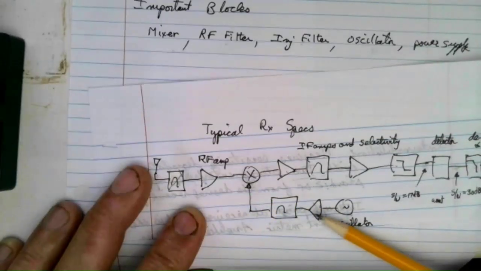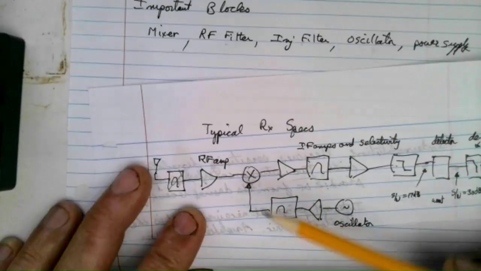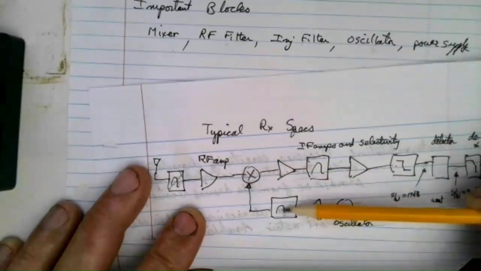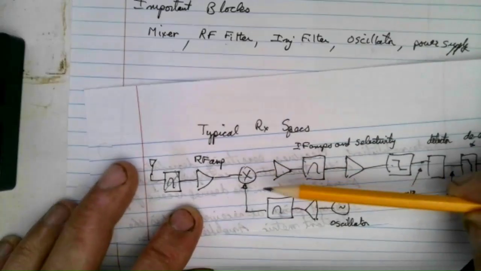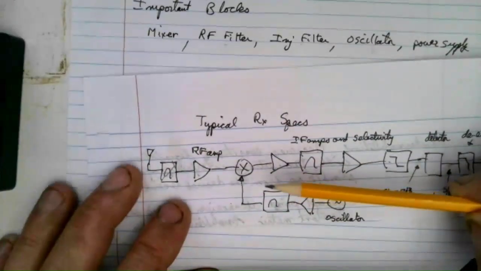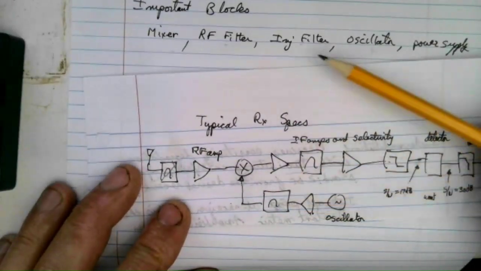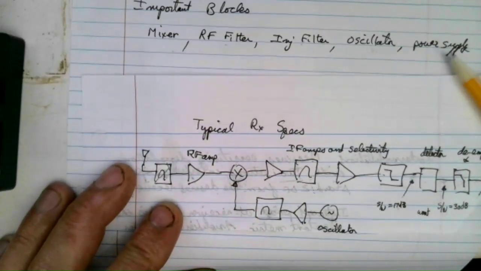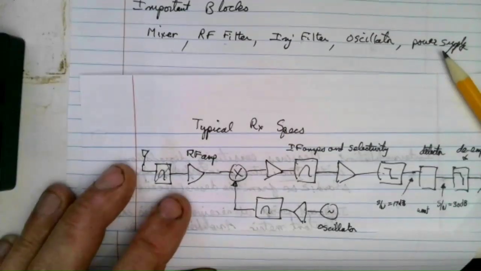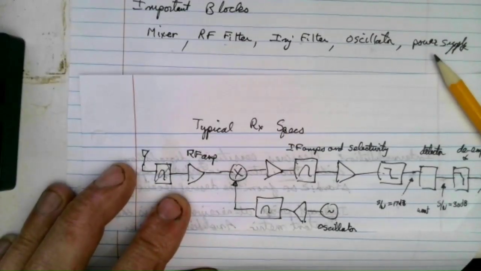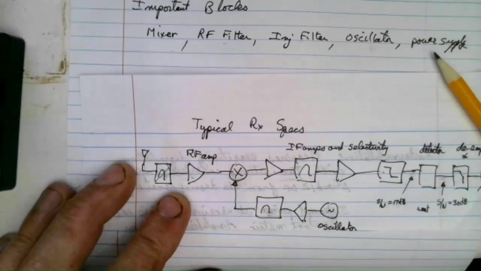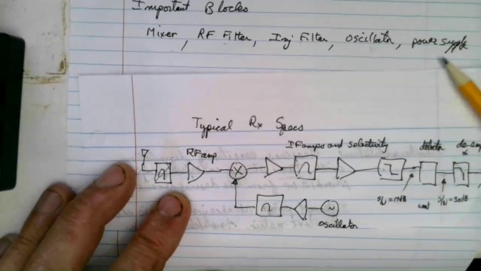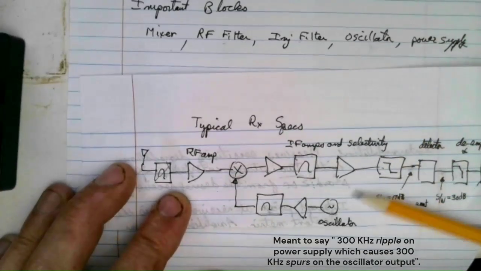If you have a lot of gain here in this injection amp, you can have noise issues that this filter can help with also. Not going into that right now, but again, injection filter, and of course the oscillator and the oscillator's power supply. Oscillator's power supply may be even more important. Heaven forbid you've got a switching power supply switching at 300 kilohertz, and you've got 300 kilohertz spurs on the power supply to the oscillator.